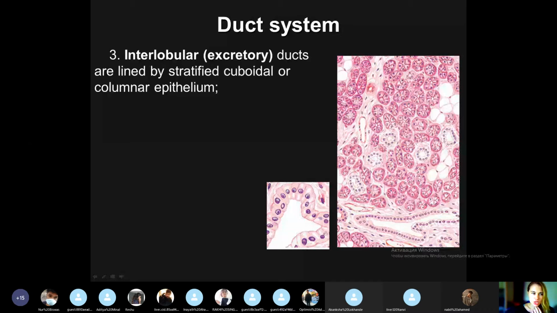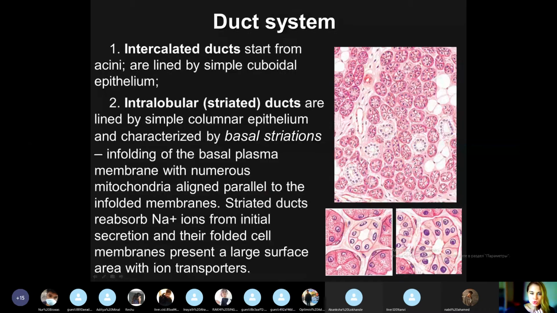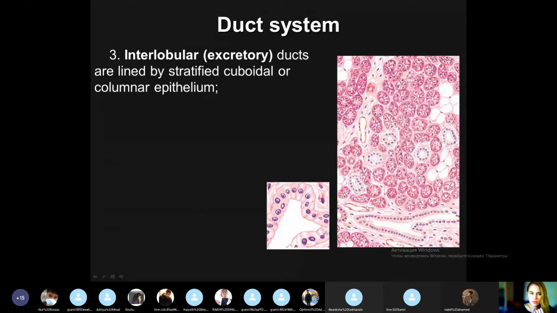Yes, so let's differentiate. Intercalated and intralobular duct we can find inside the lobule. Between two lobes we can find inter. Inter prefix means between. Between two lobes we can find interlobular or excretory duct. So interlobular or excretory duct is lined by stratified cuboidal or columnar epithelium. Over here we can see two layers of the cells. Yes, this is what makes it different from the intralobular or intercalated duct.